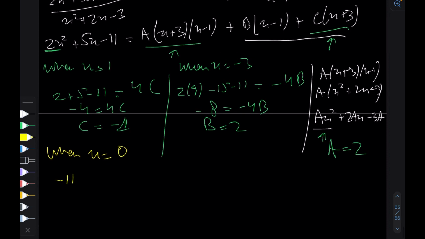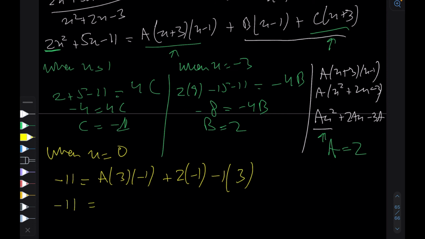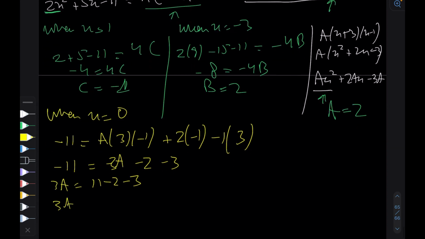So minus 11 is equal to a times 3 multiplied with minus 1 plus b, which we know is 2 times minus 1, plus c, which we know is minus 1 times 3. So minus 11 is equal to minus 3a minus 2 minus 3. 3a is equal to 11 minus 2 minus 3. Sorry, this would be 3. So 3a is equal to 6, a is equal to 2, and we're left with the same answer.